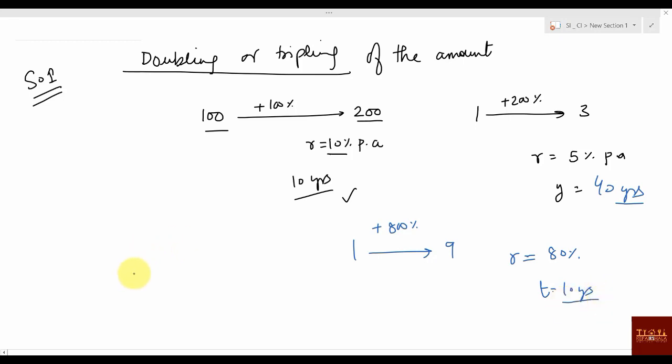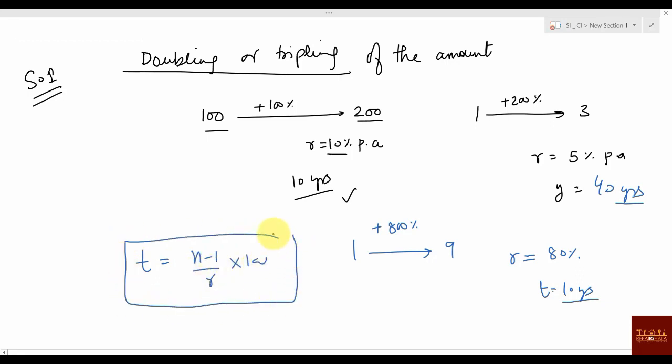And for this they have one formula. Okay, that is T equal to (n minus 1) divided by r into 100. Forget it. Or don't remember it. I'm telling you formulas so that you don't say that my faculty does not know the formula. I know the formulas, but deliberately I don't remember the formulas. It is confusing. Okay. Clear? Okay. Now let's see some questions.